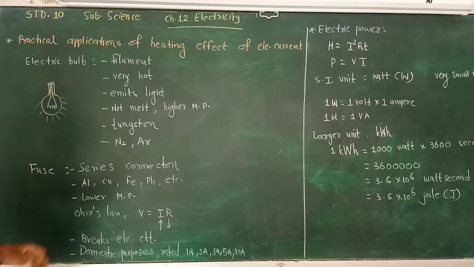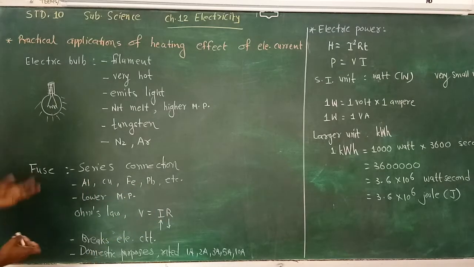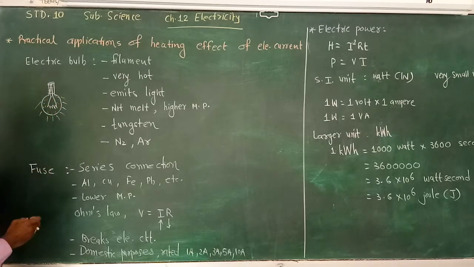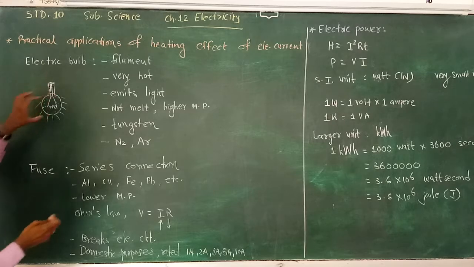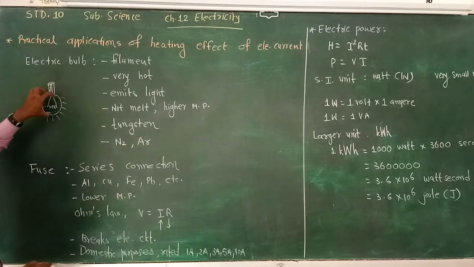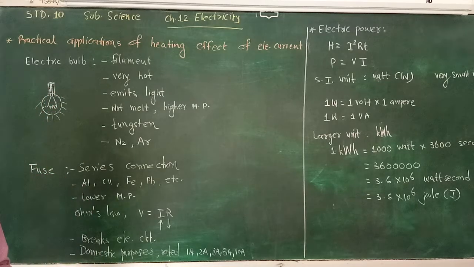Now the heat is generated inside the bulb. Even so, the filament does not melt because the temperature is maintained, since nitrogen gas as well as argon gas is filled inside the bulb to maintain the temperature.